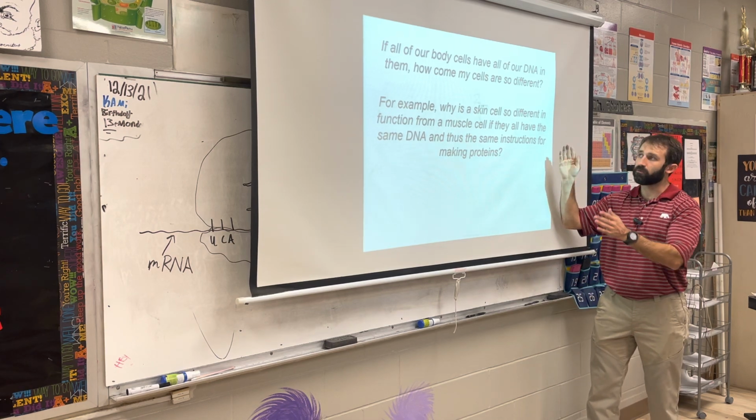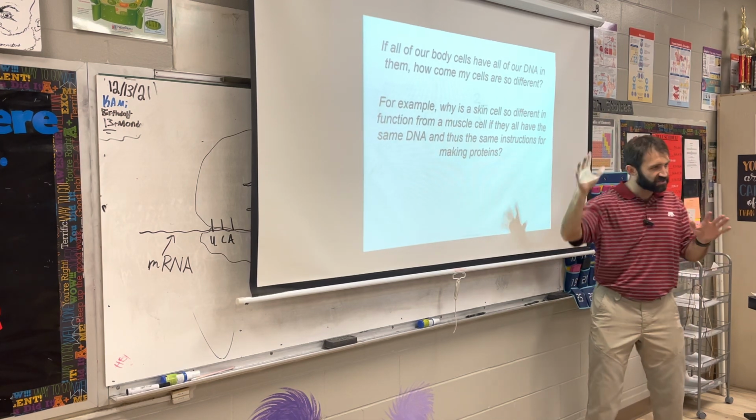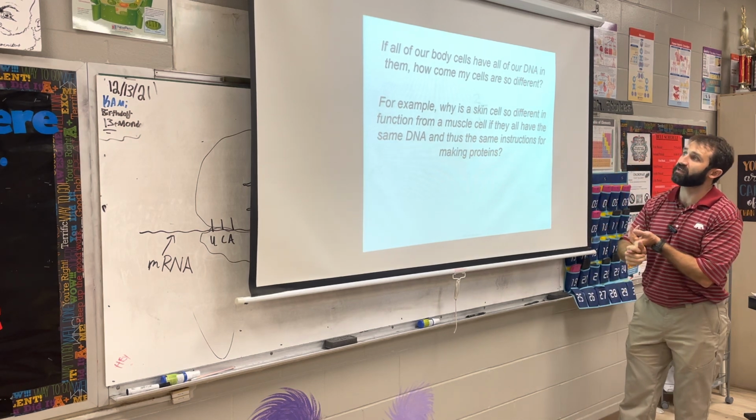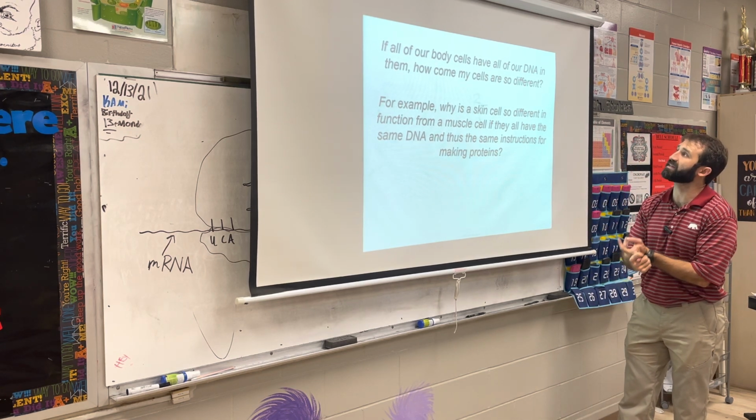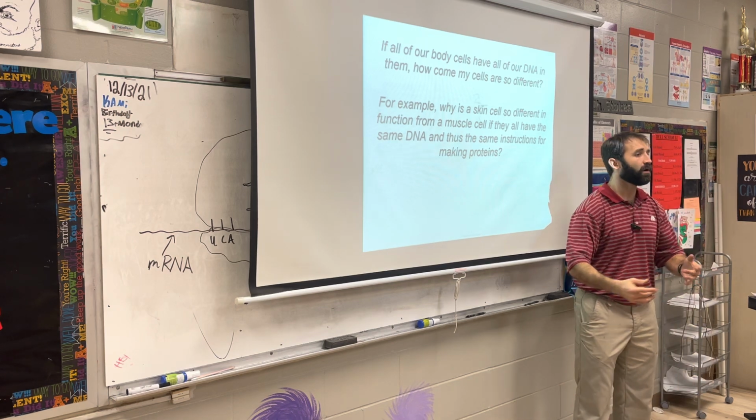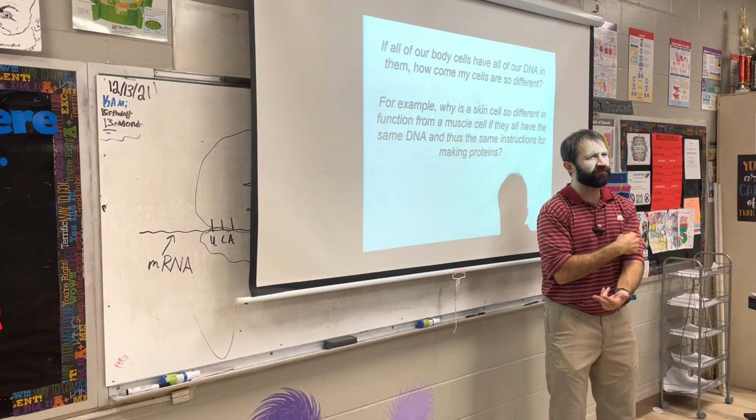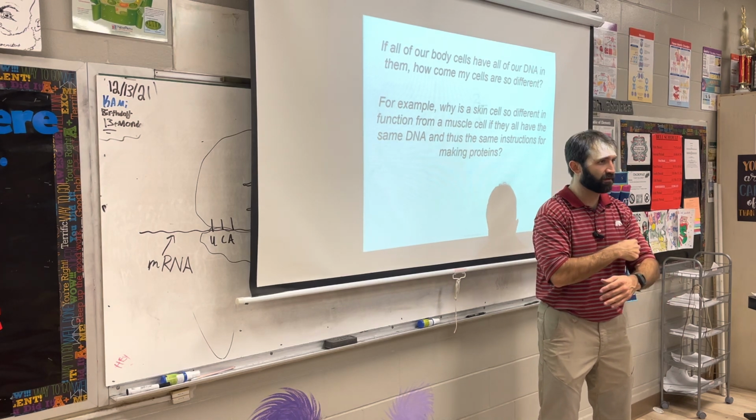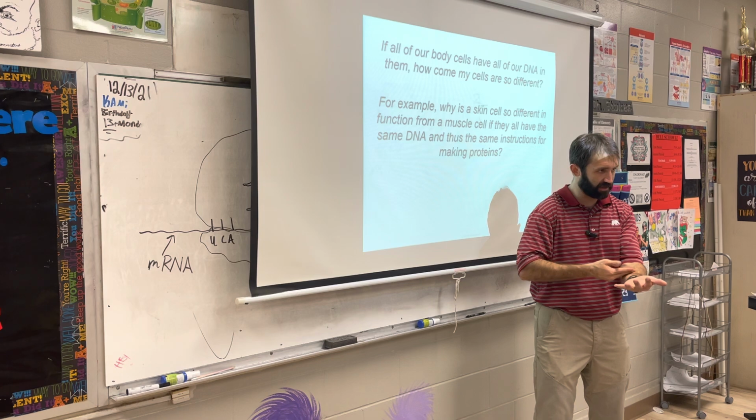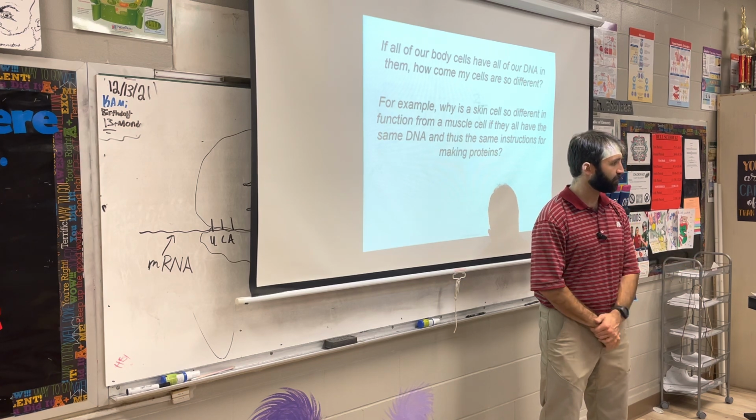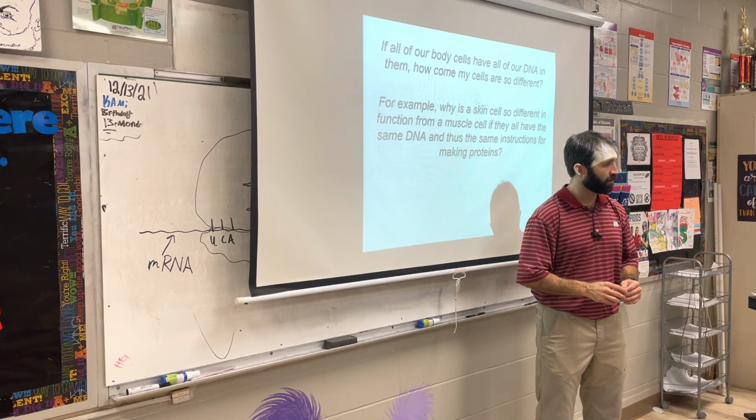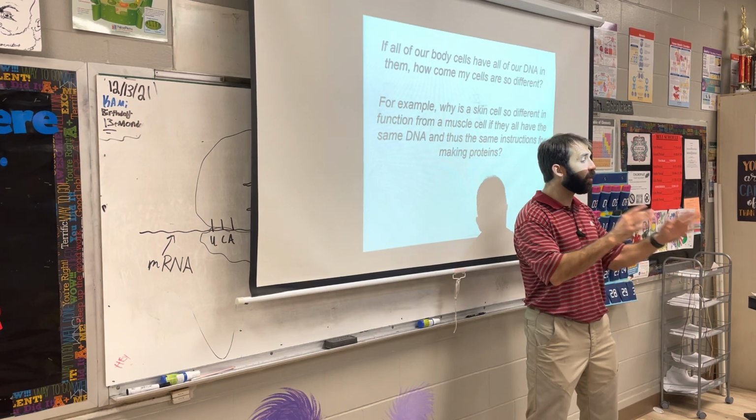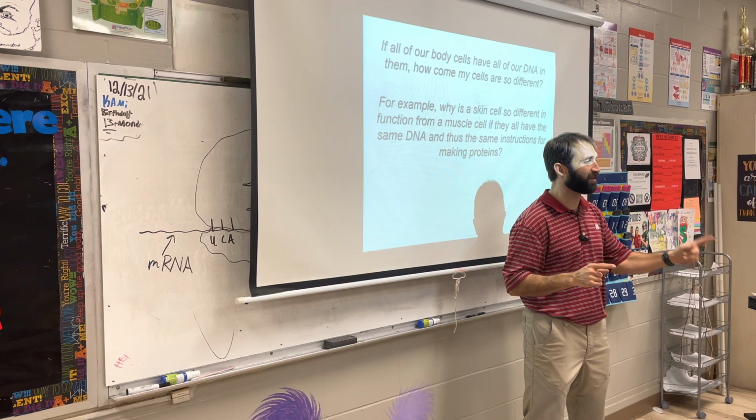So the question, let me state it again. If all of our body cells have all of our DNA in them, how come my cells are so different? For example, if my skin cells have the same DNA as my muscle cells, why are they so different? Why do skin cells look like this and muscle cells look like that? Because skin cells have proteins and muscle cells don't. They both have proteins, but you're hinting at the right thing.